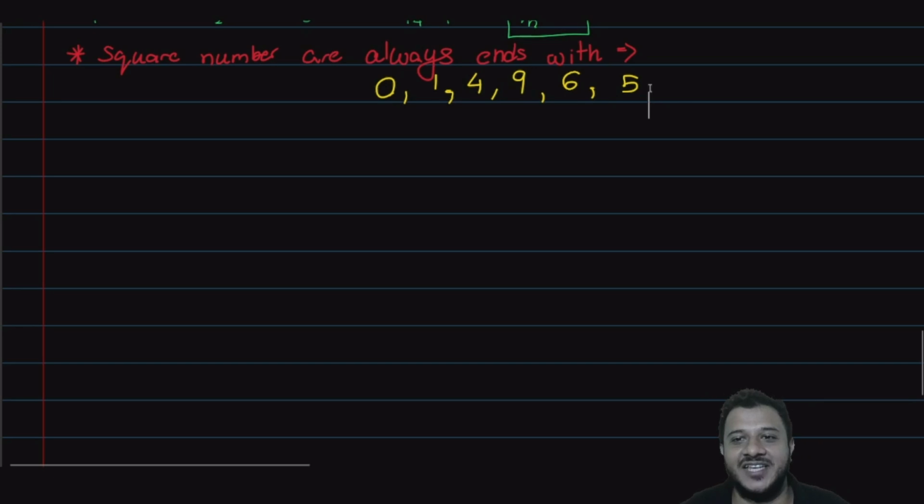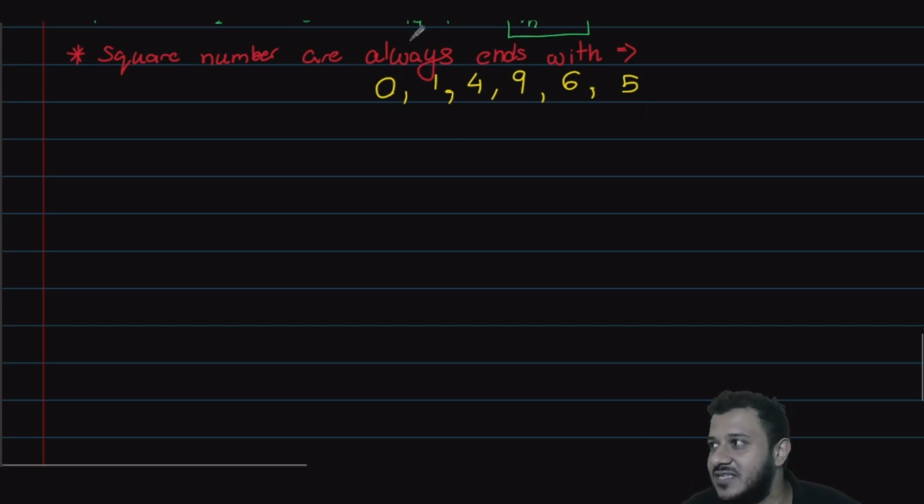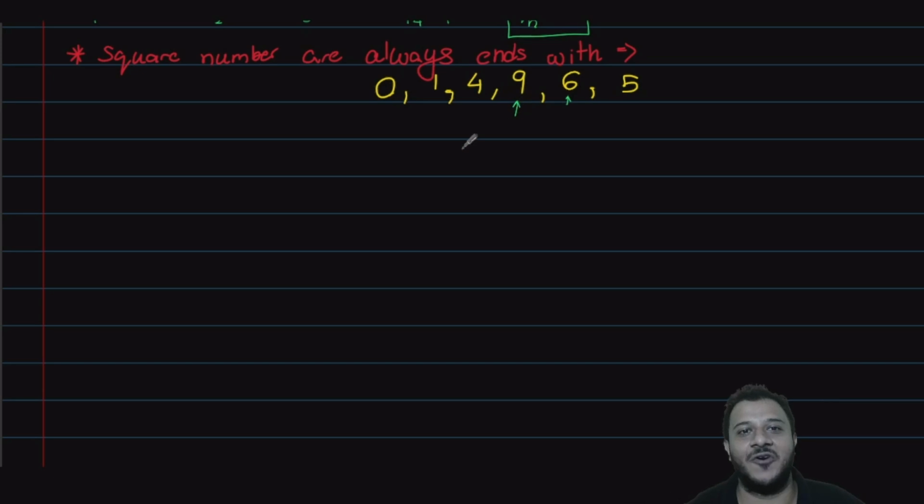How did I write it down? I was just thinking about 1 times 1 is 1, 2 times 2 is 4, 3 times 3 is 9, 4 times 4 is 16, which ends with a 6, 5 times 5 ends with a 25, 6 times 6 is 36, ends with a 6, 7 times 7 is 49, 8 times 8 is 64, 9 times 9 is 81, and 10 times 10 is 100, ends with a 0.